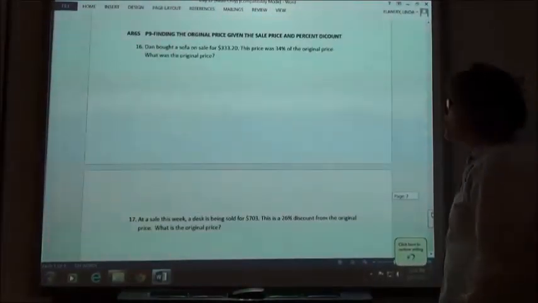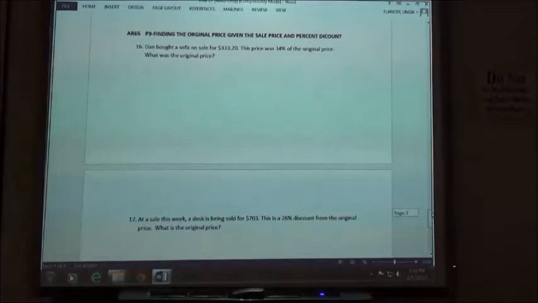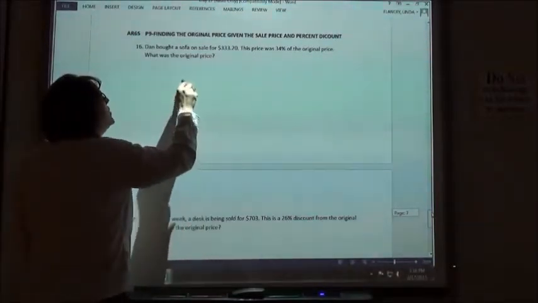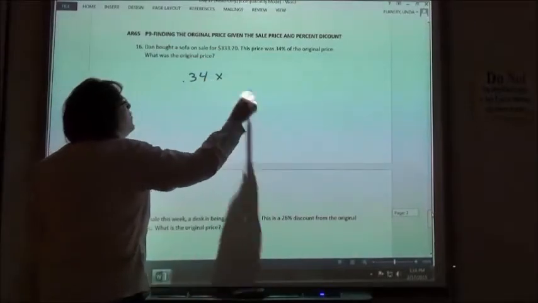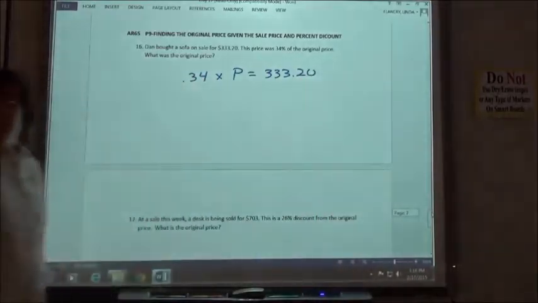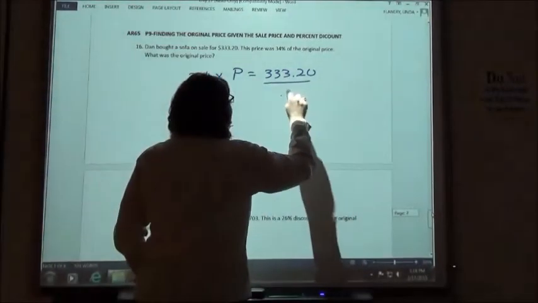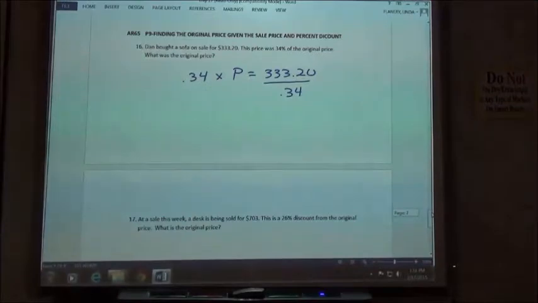And now they're going to do the other way around. Dan bought a sofa on sale for $333.20. This price was 34% of the original price. What was the original price? So if I set up my equation, 34% of the original price is equal to the end price, $333.20. How do I solve that for the original price? I'm going to divide. So if I know my sell price, I'm going to divide it by the percent that I paid to find out my starting price.